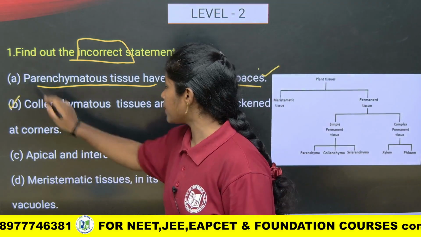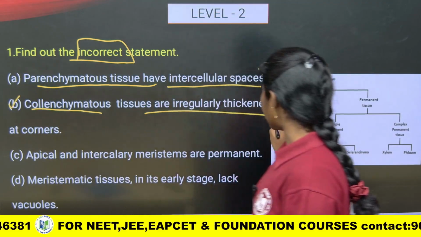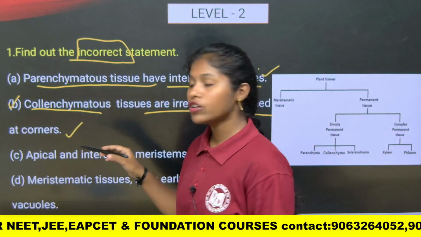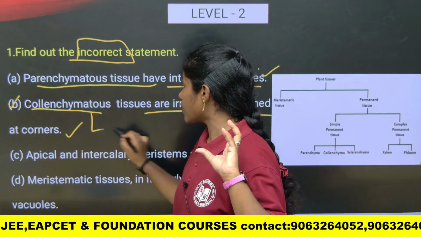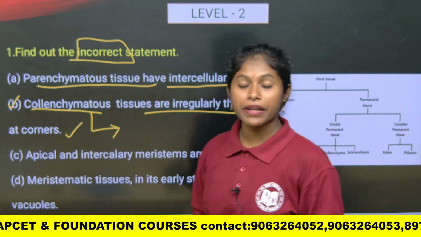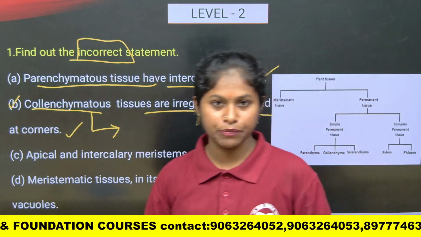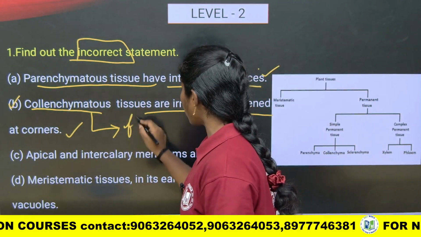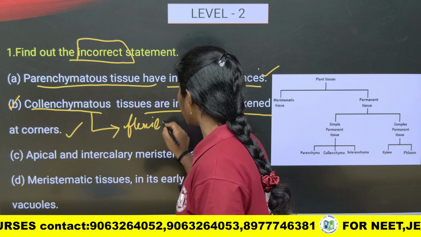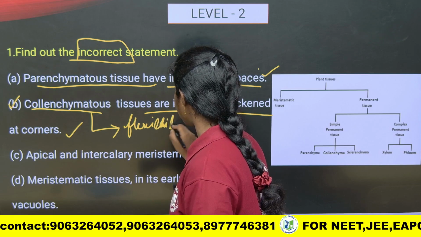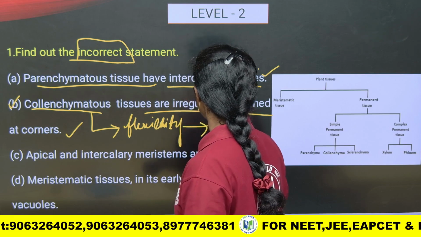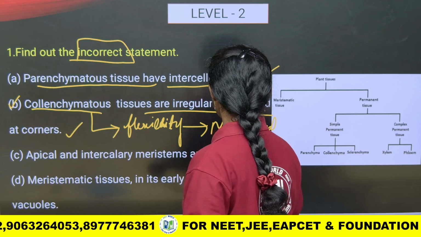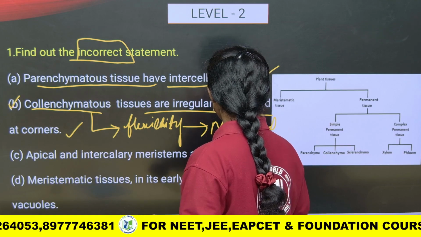Collenchymatous tissue is irregularly thickened at the corners. Of course, it is also a right statement. What is the function of collenchymatous tissue, children? It mainly is involved in flexibility, right? It is mainly involved in flexibility and is helpful in the mechanical strength of the plant, right?